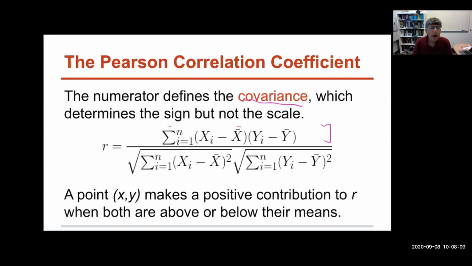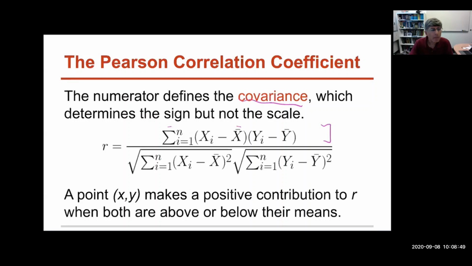If x sub i is less than the mean and y sub i is less than its mean, both of these terms are negative. Negative times negative is positive. Both of them being less than their means makes a positive contribution to this covariance. Now, if one of them is above the mean and one of them is below the mean, then you get a positive number times a negative number, and that makes a negative contribution. Does everybody kind of see this?